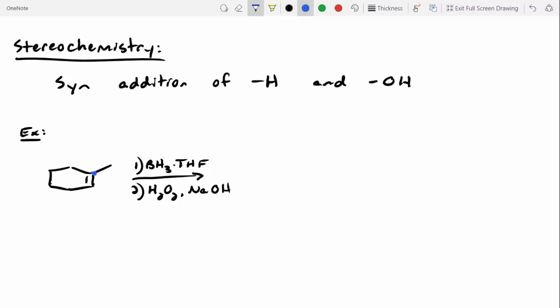Which carbon do you think is going to be attacked? The one in blue or the one in green on the bottom? Yeah, the less substituted side. So the alcohol is going to get added to that green carbon because that's the anti-Markovnikov position. But we also have to account for the hydrogen that's added in.